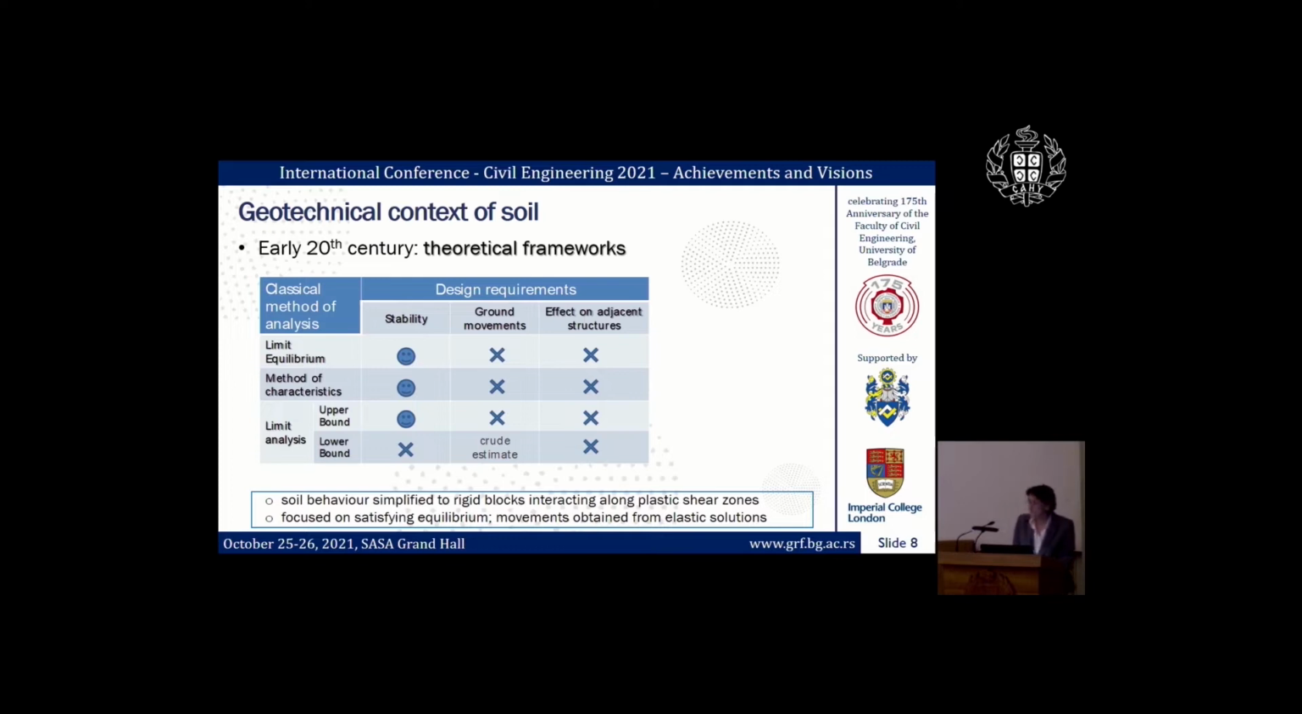And it is probably fair to say that this was the soil mechanics of my undergraduate study in Belgrade, Faculty of Civil Engineering, in the mid-80s.